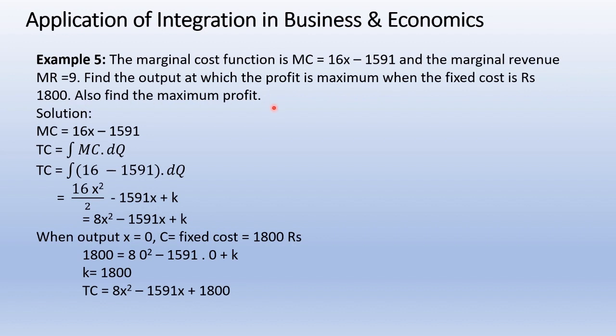Solution. MC is equal to 16x minus 1591. TC is equal to integration of MC. MC is 16x minus 1591, integrating we get this. When output x is equal to 0, C is equal to fixed cost is equal to 1800. Substituting the values, 1800 is equal to 8 times 0 square minus 1591 times 0 plus k. K is equal to 1800, substituting the value of k. TC is equal to 8x square minus 1591x plus 1800.